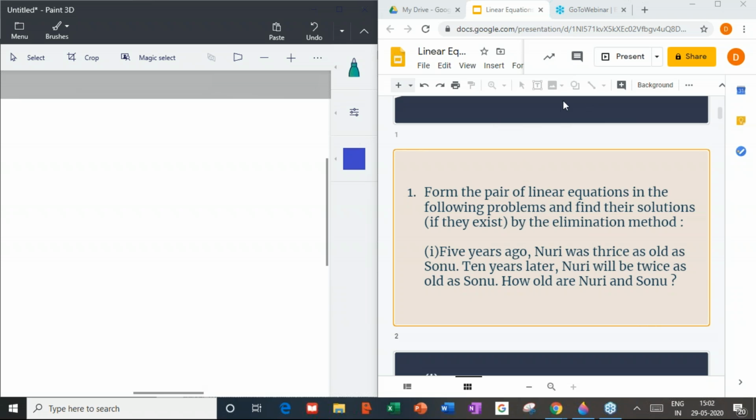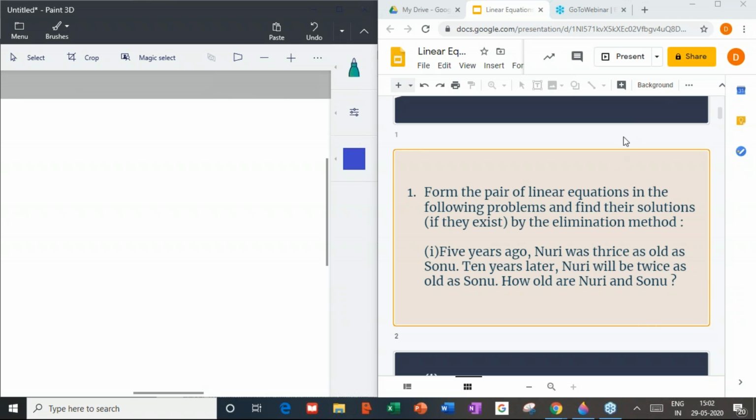Is my screen visible? Today I have kept two tabs open so that we can refer to the question and create the equation side by side. You don't have to keep shuffling between the questions. Okay, multitask, yes, sort of.